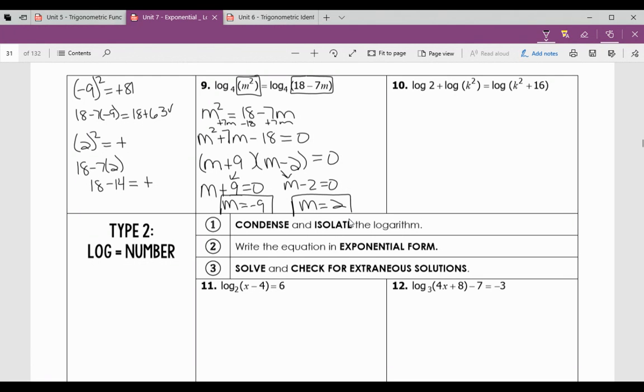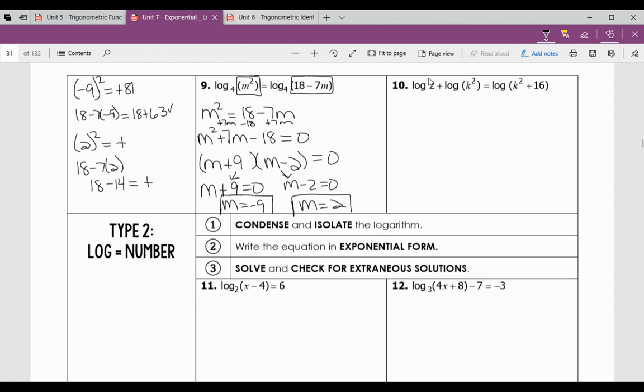Any questions about number 9? Like I said, if you end up with a quadratic, when they first introduce these to you, they should all factor. It's very, very rare that you come up with one that does not factor. All right.